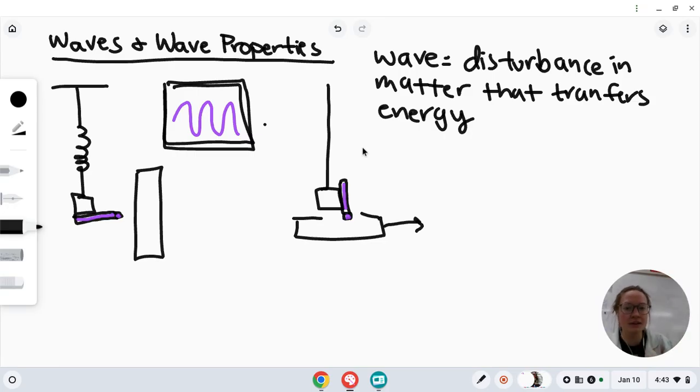When you hit the water, that disturbs the matter. That disturbs the water. And so you get a big change in the way that the water looks. The water moves. And then, as a result, this ripple spreads outward. It all starts with a disturbance in matter. Let's talk about the second part, the transfer of energy part. Well, here's how it transfers energy.